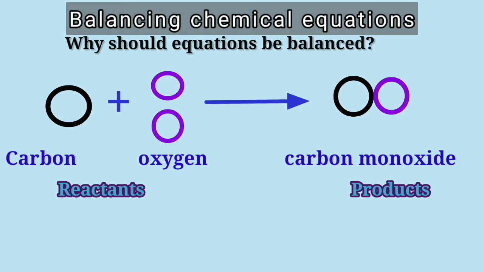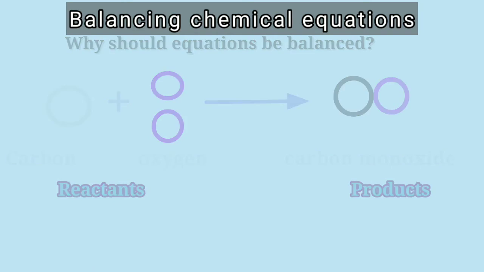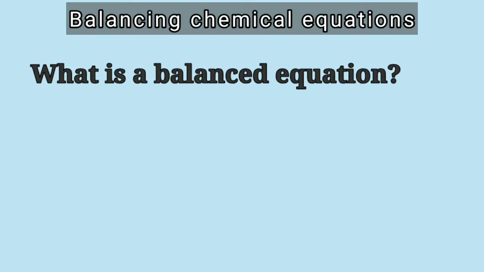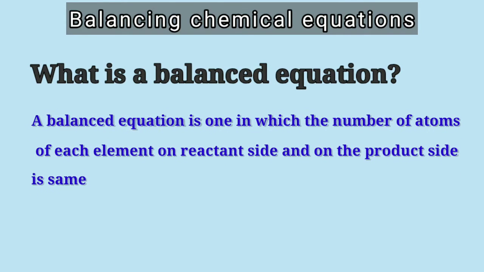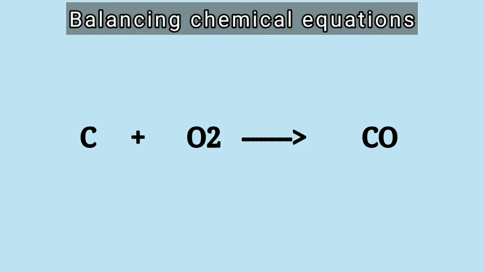In some other reaction, the product side may have more atoms of a particular element than the reactant side. That is also not possible because atoms cannot be created. So to comply with the law of conservation of mass, we need to balance chemical equations. Just before starting to balance equations, let us see what a balanced equation is. A balanced equation is one in which the number of atoms of each element on the reactant side and on the product side is the same. The first equation which we are balancing is carbon reacts with oxygen to form carbon monoxide.